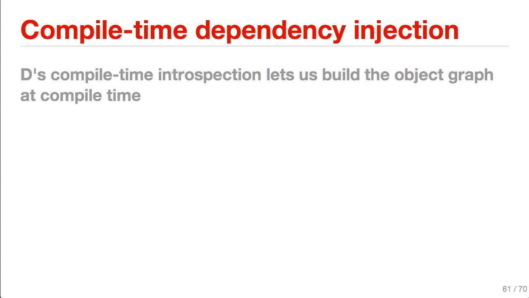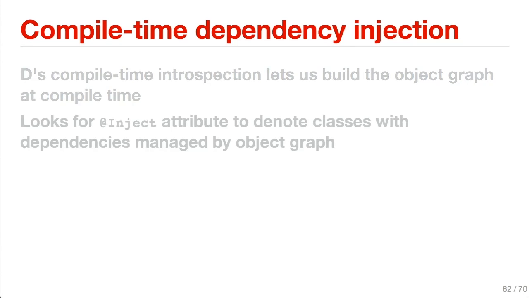So D's strong compile time introspection is what makes this possible. We can actually use standard modules to look at the traits of the classes to identify who wants to participate in this object graph, and then iterate through their members to identify all of the parameters and pass them in from what we've calculated in the object graph.